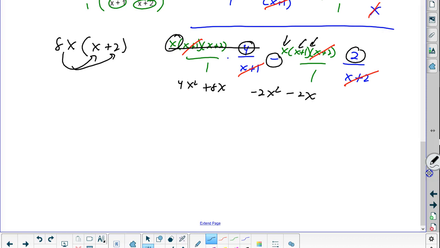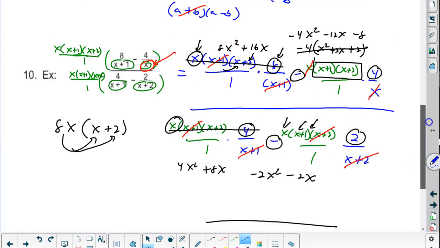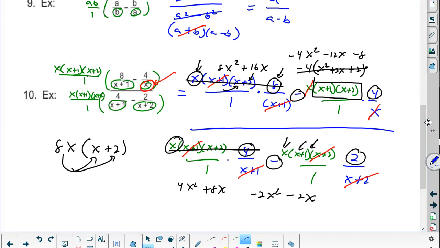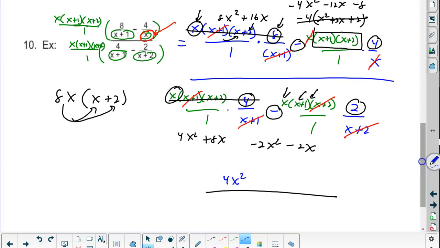We're not ready to reduce anything yet. We have one big numerator that's all tied together by addition, and we got one big denominator that's all tied together by addition. So we can't reduce anything yet. Nothing. Now we got to add up all the tops. So look at the top. 8x squared minus 4x squared is a 4x squared. A positive 16x and a negative 12x is a positive 4x. And we just have negative 8.